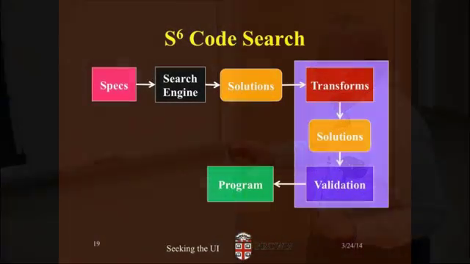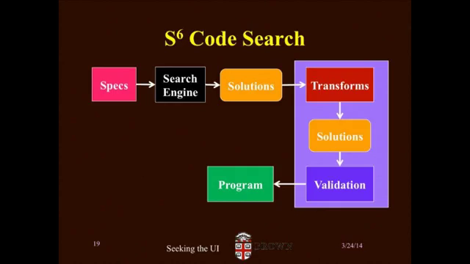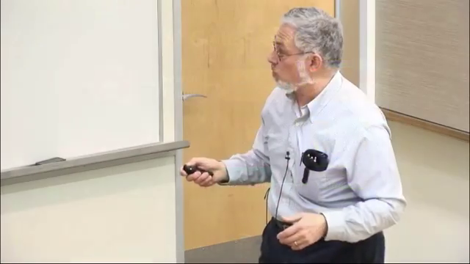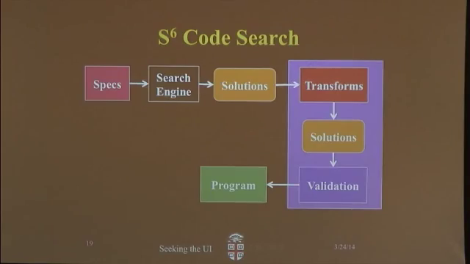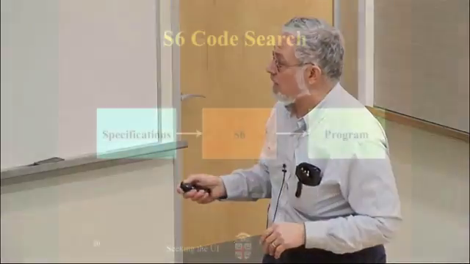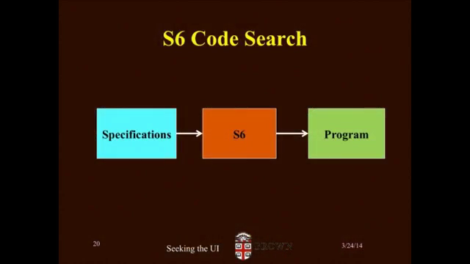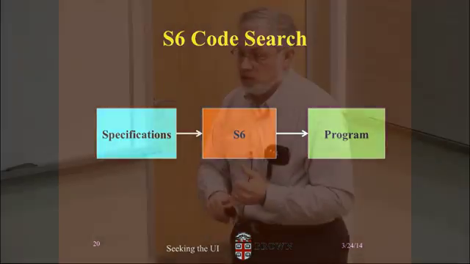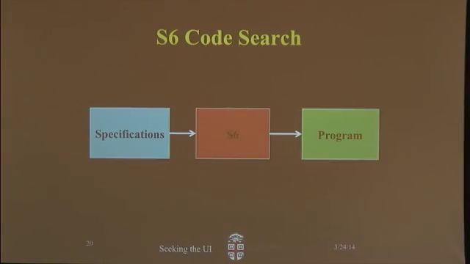What we tried doing in S6 is take the solutions you get from the code search engine and do the type of transforms on those that you as a programmer would do yourself: to make it compile, to make it run, to figure out what actually would be useful. We generate lots more solutions. We again do transformations on those solutions. We eventually validate it and generate the program. And that's basically what S6 does. So we think about taking specifications, which in this case are the signature, the test cases, and the keywords, feeding it into S6 and generating a program from that.